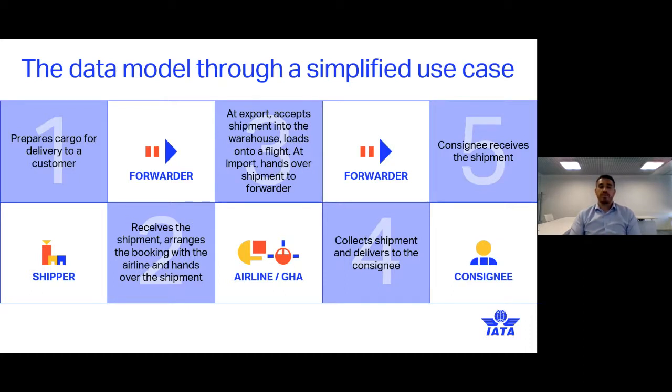And at import, there is of course the unloading from the flight and the handover of the shipment to the forwarder. Then this goes to the fourth step, which is when the forwarder comes into action again. What the forwarder does at the destination airport is he collects the shipment and delivers it to the consignee, or it can be an end customer, for example. And the last step that we have thought for this simplified use case is that the consignee just receives the shipment. So as you can see, this simplified use case in five steps represents basically a door-to-door delivery. And also to make things easier in this case, we have taken the assumption that it's general cargo, so there's no dangerous goods involved and stuff like that.